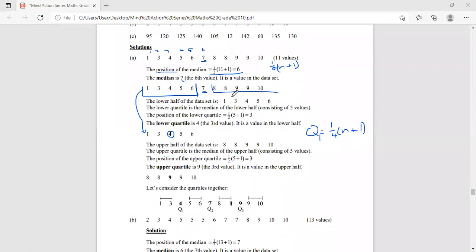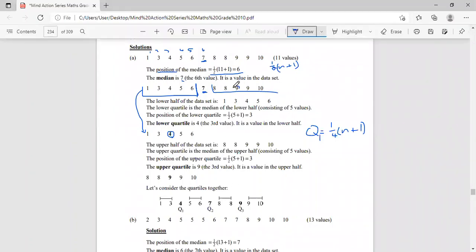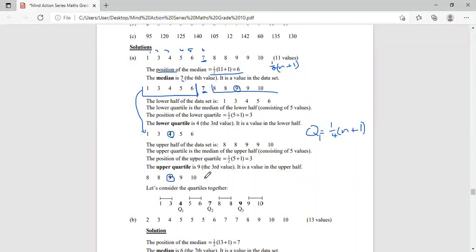I'm going to have a 1, 2, 3. I can see that 9 is in the middle, right? So I've answered my question now. I found the upper quartile. This is Q3. This is Q1. And then this one here, 7, is Q2. Any questions? If you don't understand, it's very important to speak now or forever hold your peace.